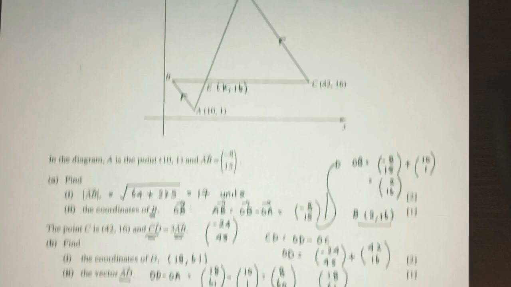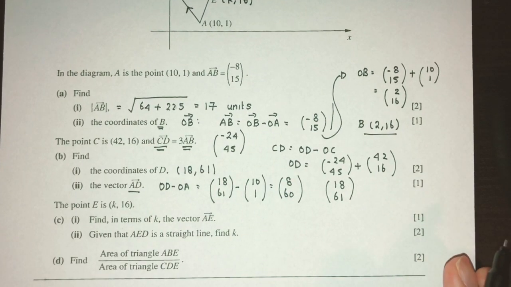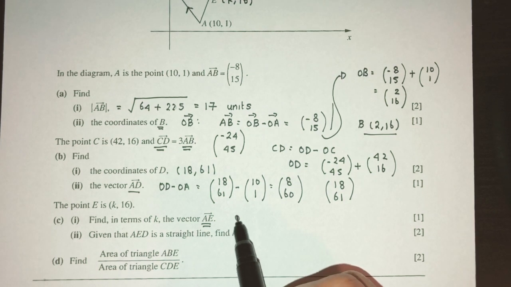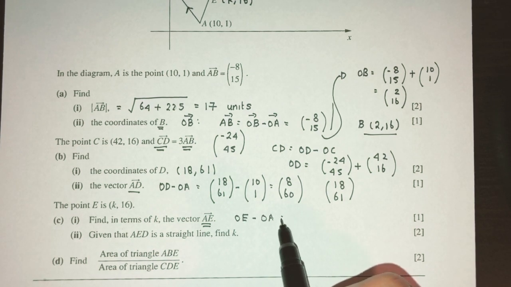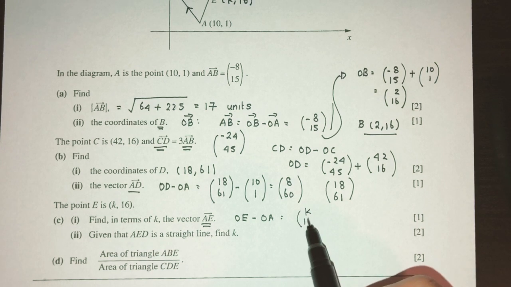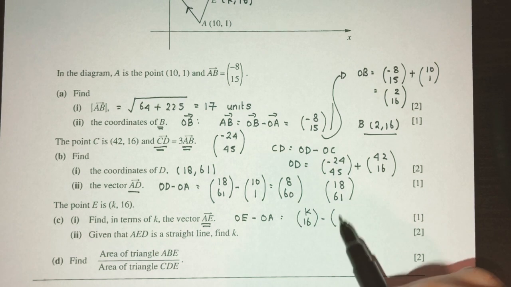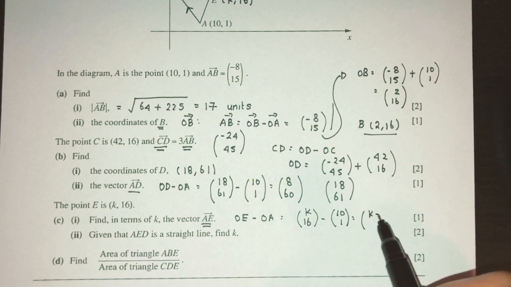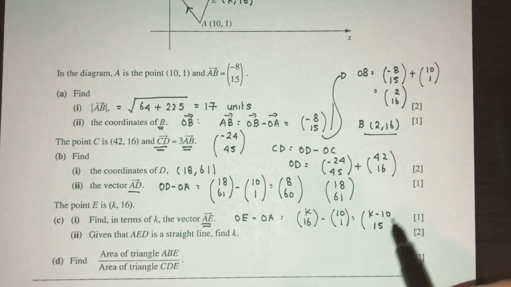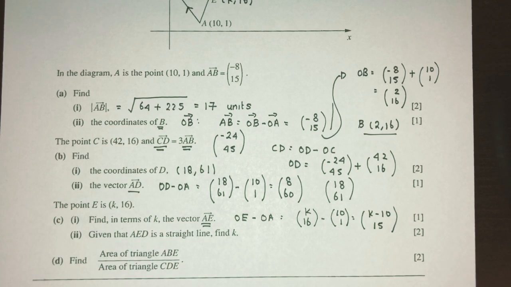Right. Now question part 1. Find in terms of k the vector AE. So pretty easy. AE is defined by OE minus OA. OE is (k, 16) minus OA is given by (10, 1). That will be (k minus 10, 15). That is your answer for part 1.